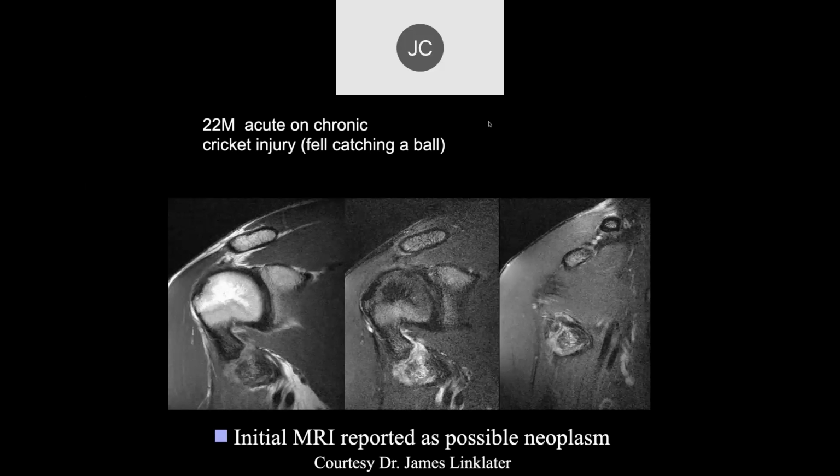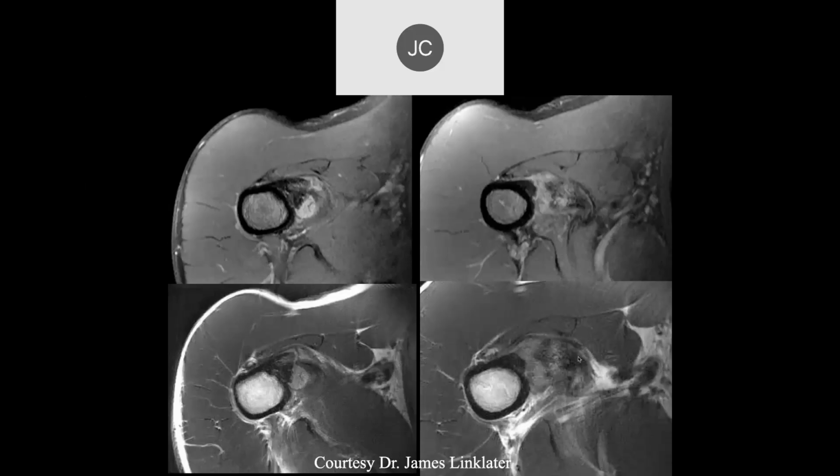So the initial MRI was reported as possible neoplasm. We have multiple views, coronal views. Along the inferior aspect, or along the proximal humerus, there's heterogeneous signal intensity. It looks like it's possibly separate from the humerus.